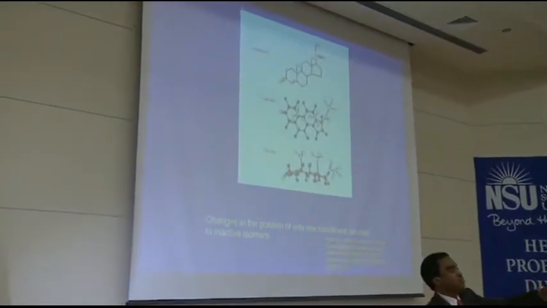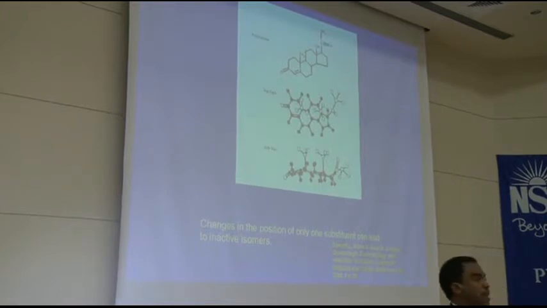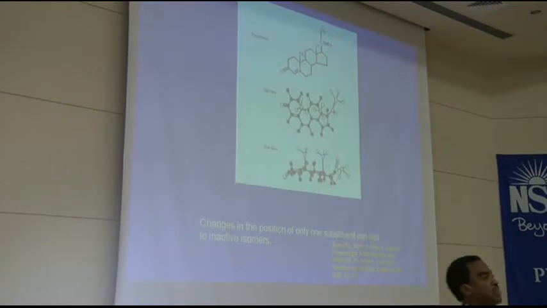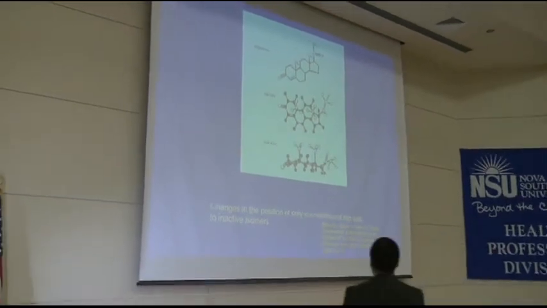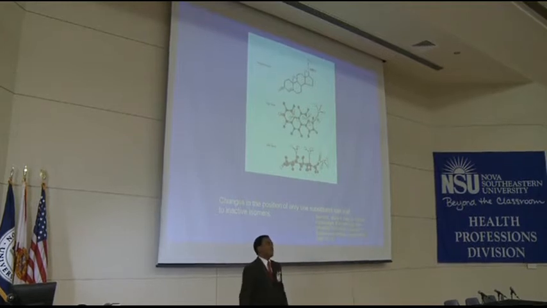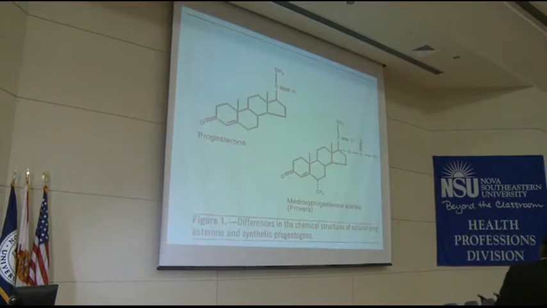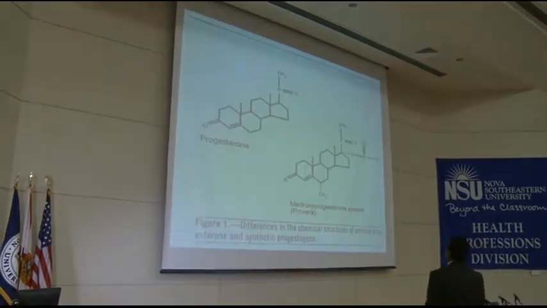is coming outside the screen. So what that means is that if I push those from being outside the screen and push them into the same plane as the screen, I have changed the position, and therefore I could have an inactive isomer. I would definitely have a different compound just by changing the position. Now, this is Provera and this is progesterone.